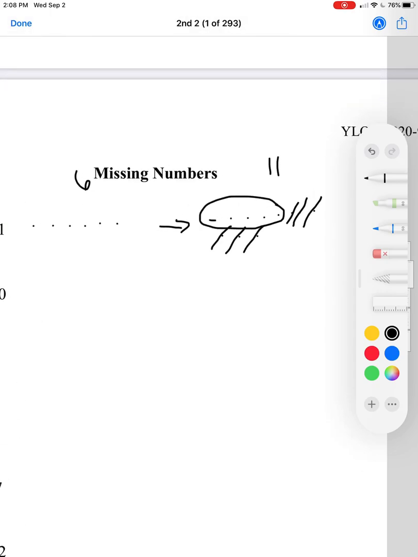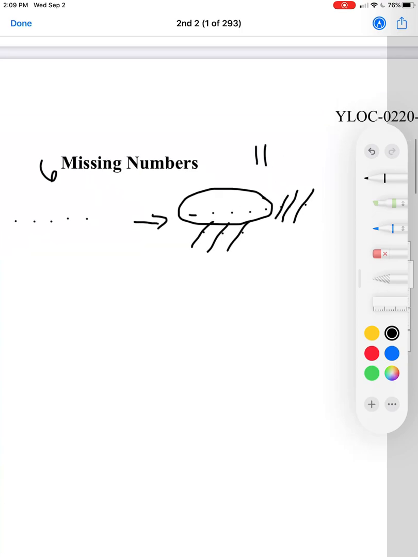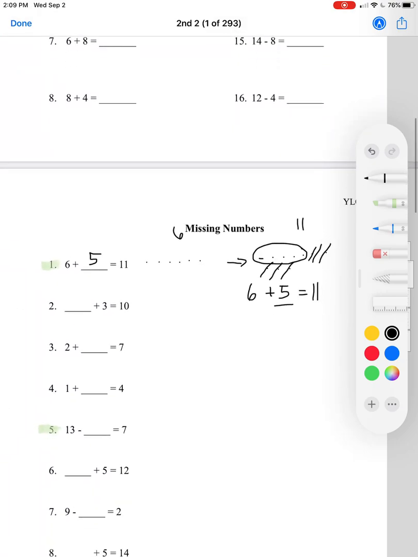So this is what we're left with. It's 1, 2, 3, 4, 5. So we know that 6 plus 5 equals 11. The ones that are crossed out are 6. And then we're going to count that up together with the ones that are circled, which is 5. If you count it all up together, you get 11. So we know that 6 plus 5 equals 11.